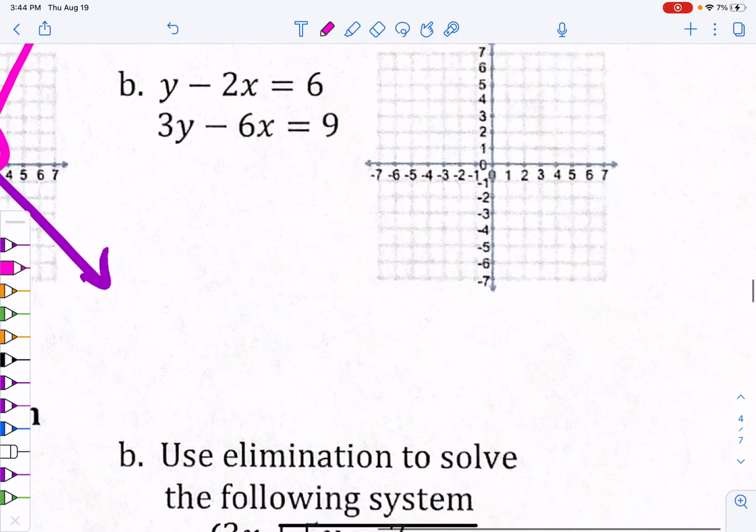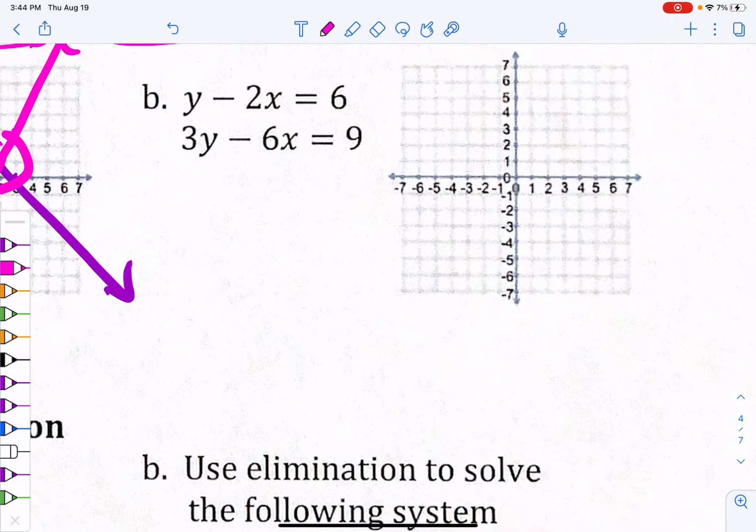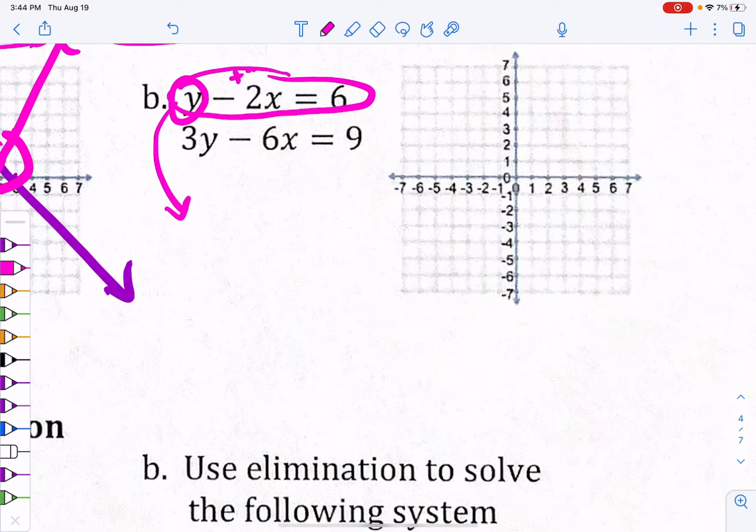Part B, though, we're graphing again, and these are not ready to be graphed. So I'm going to start this guy, and we're going to fix him so that he has the y solved for. We want to get the y by itself. So we're going to add the 2x over. And 2x you cannot add to the 6 because one has an x and one doesn't. So we're just going to leave them separate. We have y equals, and I write the 2x first, plus 6, and now he is ready to be graphed.